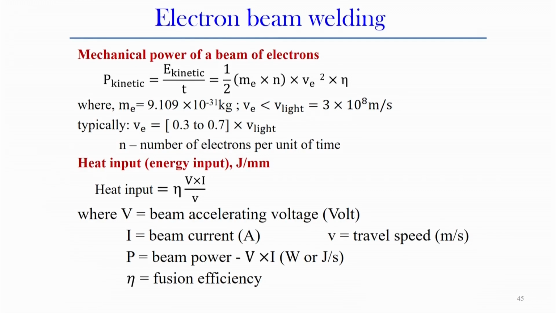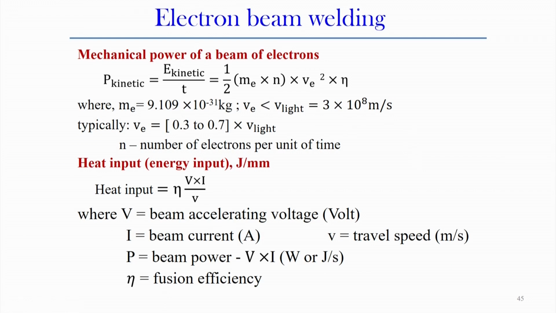So, basically here if you see this formula, that m_e actually represents the mass of the electron that is given, and v is basically the velocity of the electron, that is of course it should be less than the velocity of light. So, depending upon the accelerating voltage, the electron velocity can be around 30 to 70% of the velocity of light. So, v is equal to 0.3 to 0.7 times the velocity of light.